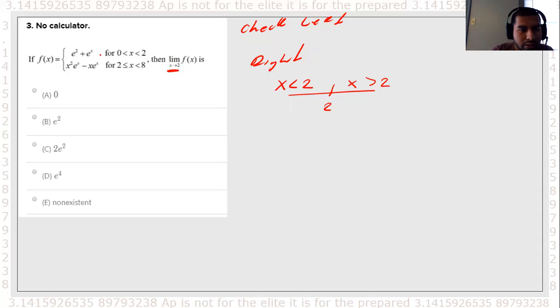So on this one, between 0 and 2, this will be my left. From 2 to 8, this would be my right. So all you have to do is substitute x equals 2 into both of these, the left and the right.